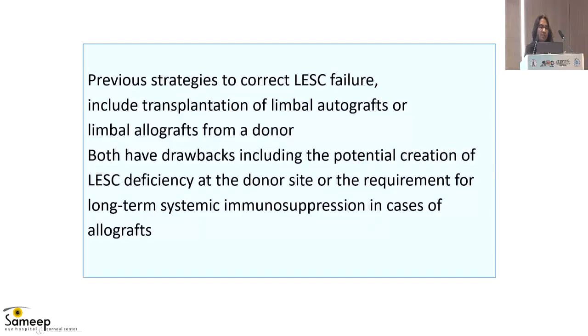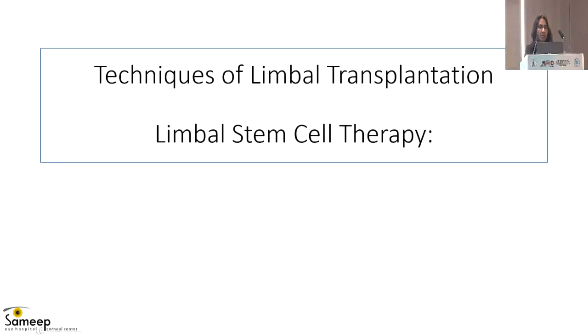Previous strategies to correct limbal epithelial stem cell failure include transplantation of limbal autografts or limbal allografts from a donor. Both have drawbacks, including the potential creation of limbal epithelial stem cell deficiency at the donor site, or the requirement for long-term systemic immunosuppression in cases of allografts. So coming to techniques of limbal transplantation, recently it is more known as limbal stem cell therapy.